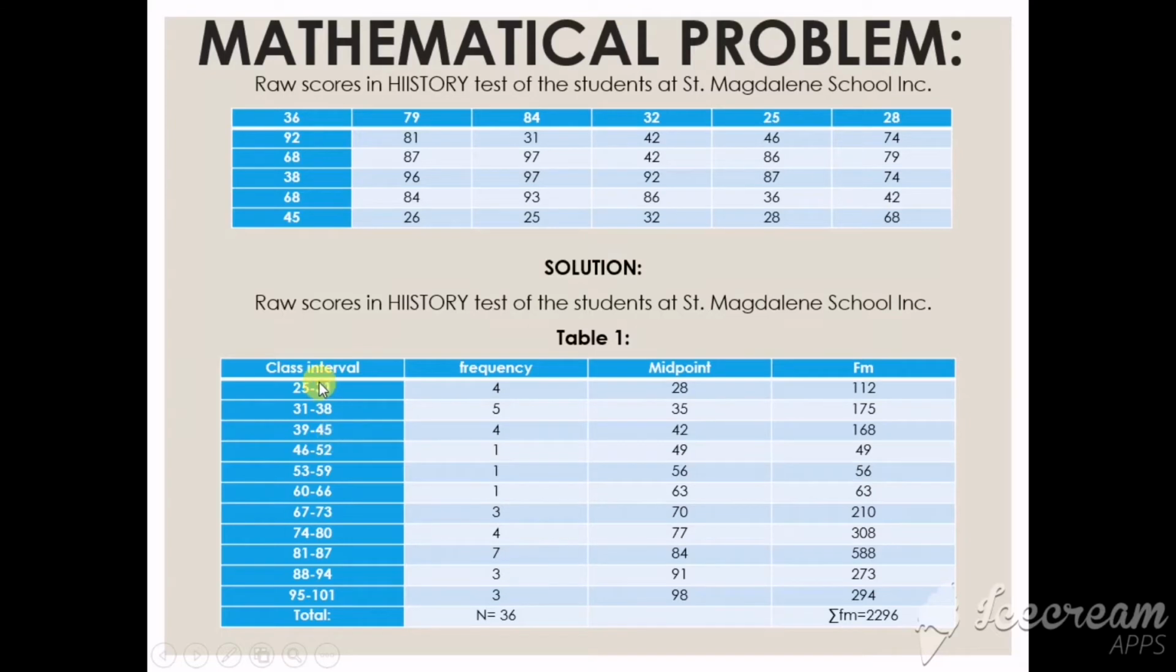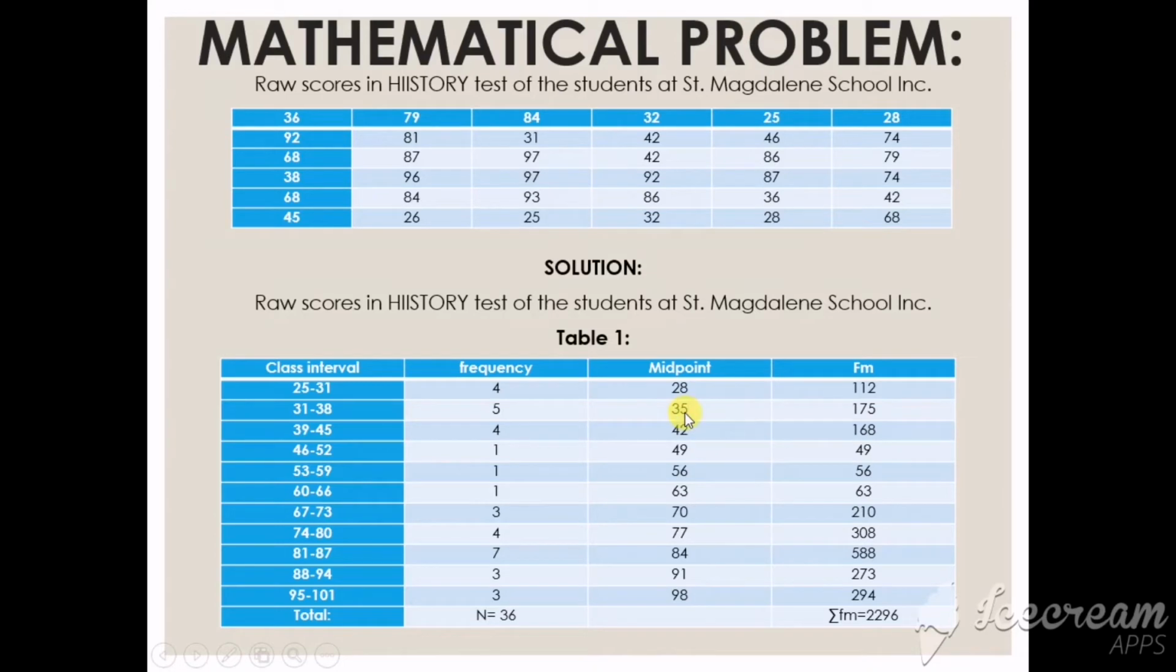Yan, so sa 25 to 31, meron tayong 4 na pasok dun sa interval na yun. Sa 31 to 38, meron tayong 5, 39 to 45, meron tayong 4, 46 to 52, meron tayong isa, 53 to 59, meron tayong isa, 60 to 66, meron tayong isa, 67 to 73, may 3, 74 to 80, may 4, 81 to 87, may 7, 88 to 94, may 3, at 95 to 100, may 3. 36 yung given data natin dito sa taas.